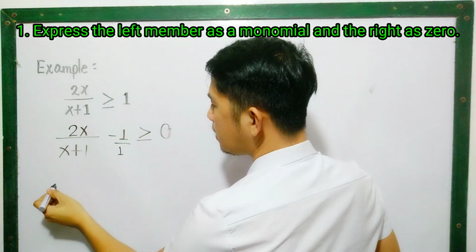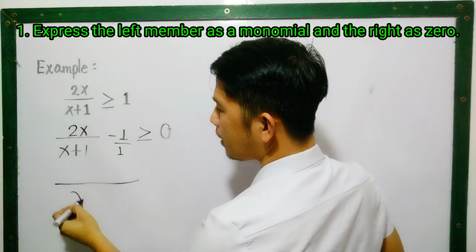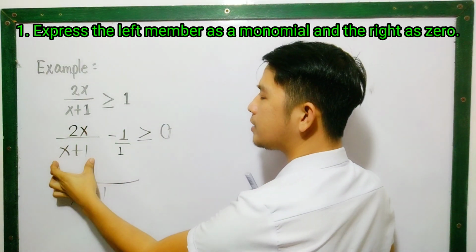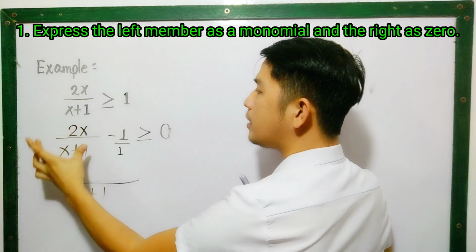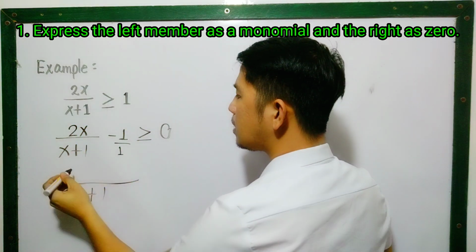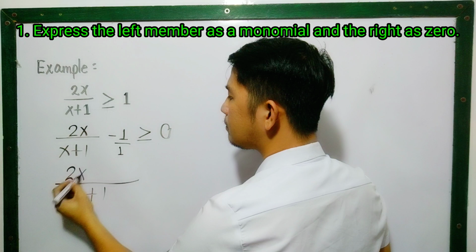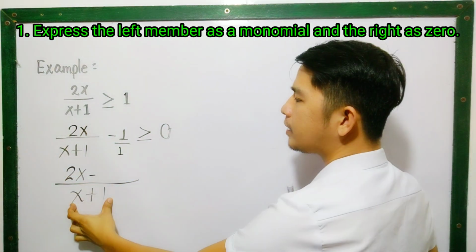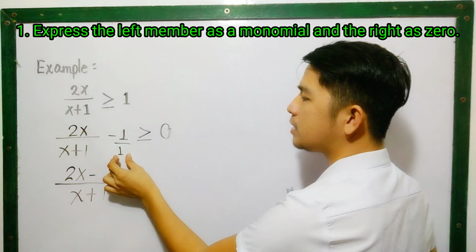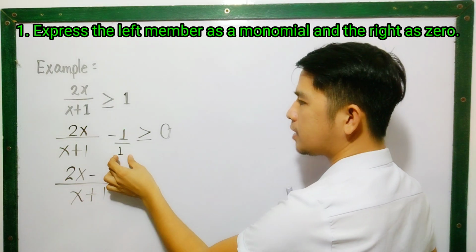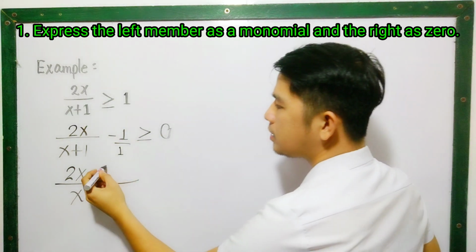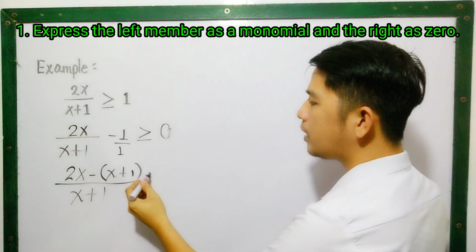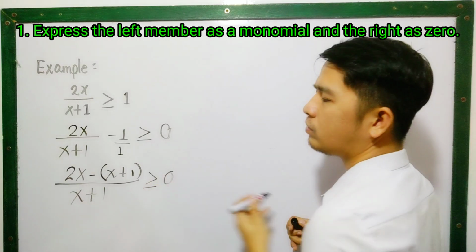Okay, get the LCD. That is x plus 1. X plus 1 divided by x plus 1 is 1. Then 1 times 2x is still 2x. Minus x plus 1 divided by 1, that is x plus 1. X plus 1 times 1 is still x plus 1. Greater or equal to 0.